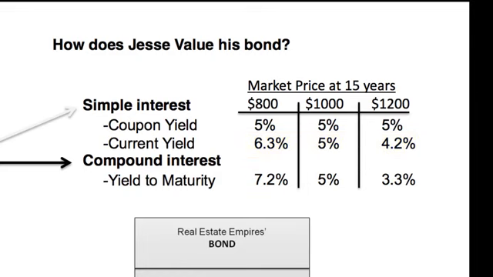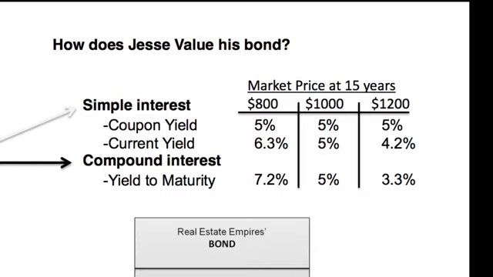So when we go down to the yield to maturity, this is actually accounting for the difference between the price we're paying and what we're going to receive back on the face value of the bond. And as you can see, the numbers get even more different than what you saw before with the current yield, where the $800 bond is actually going to give you a 7.2% return, which is great. The $1,000 bond price is going to give you a 5% return, and the $1,200 bond is going to give you a 3.3%, which is 1.7% lower than what you would be expecting if you were just looking at the coupon itself. So this stuff is really important.